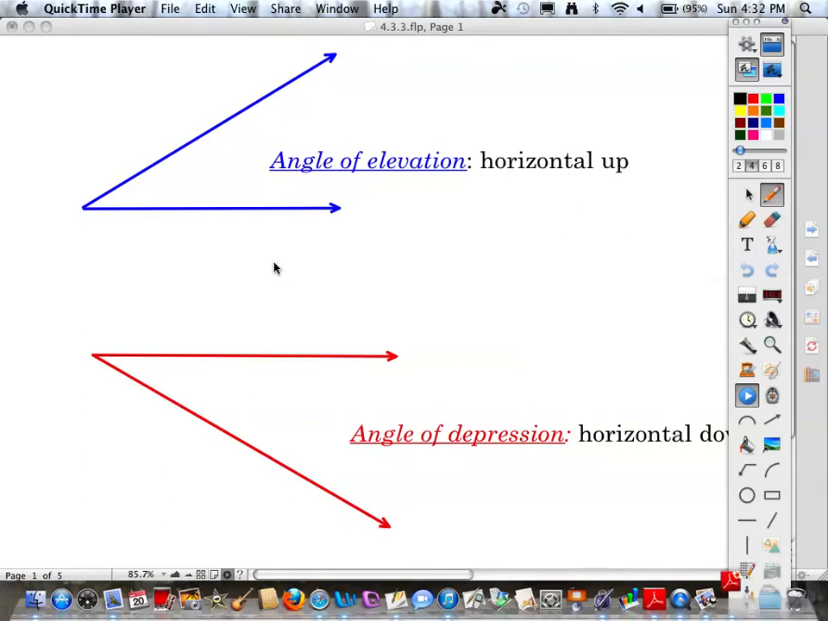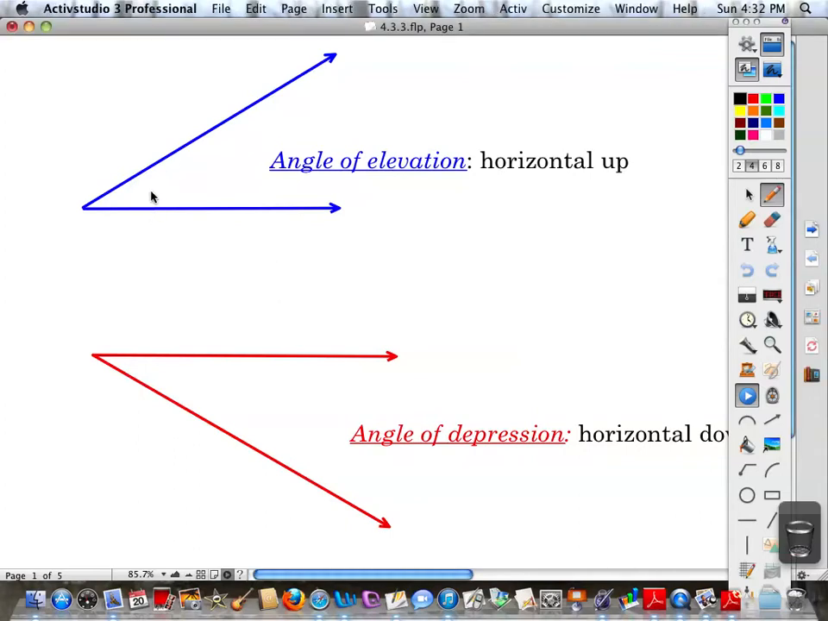Okay? When we talk about angle of elevation, we're always talking about measuring the angle from the horizontal up. So this would be our theta in this area here, measuring from the horizontal up to the terminal side. And that's our angle of elevation. When we talk about an angle of depression, we're talking about going from the horizontal and measuring down. So this theta down here represents an angle of depression.